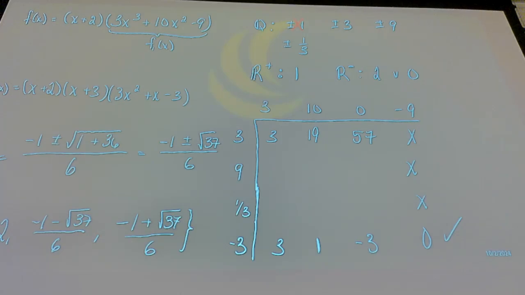That first one is going to be slightly smaller than negative 7/6. And the negative 1 plus root 37 over 6 will be slightly larger than 5/6. Because I know that root 36 is 6, so root 37 is going to be larger than 6.